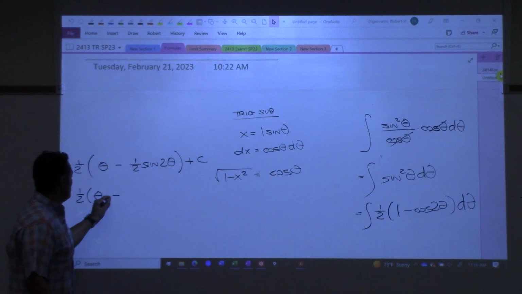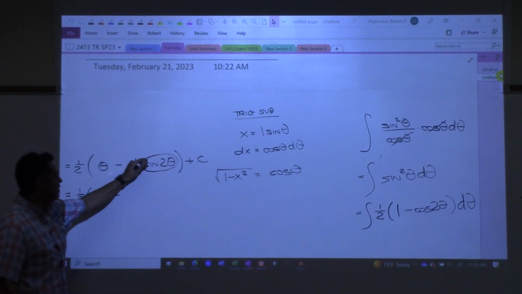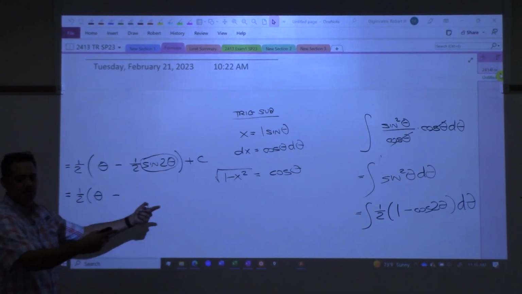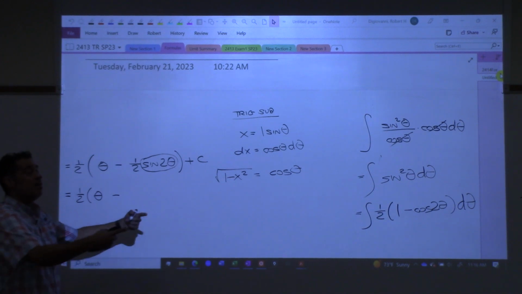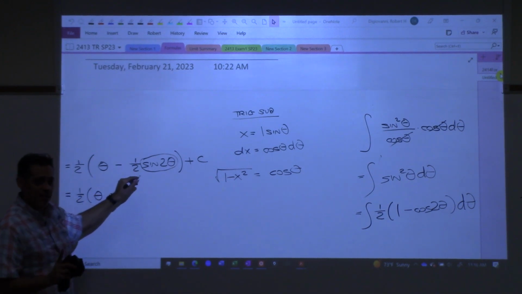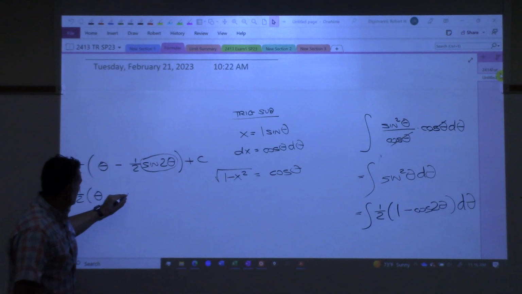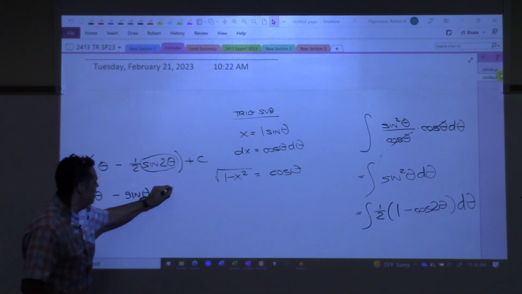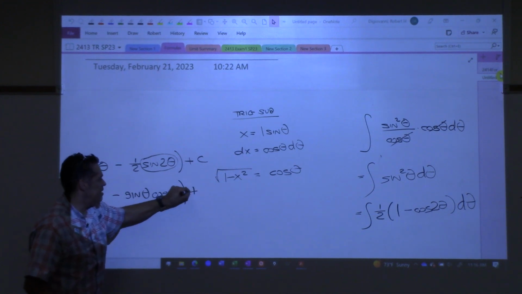So here we go. Minus, now this, use the double angle, right? So that becomes 2 sine theta, cosine theta. The 1/2 and the 2 cancel, reduce. And you get just sine theta cosine theta, plus c.